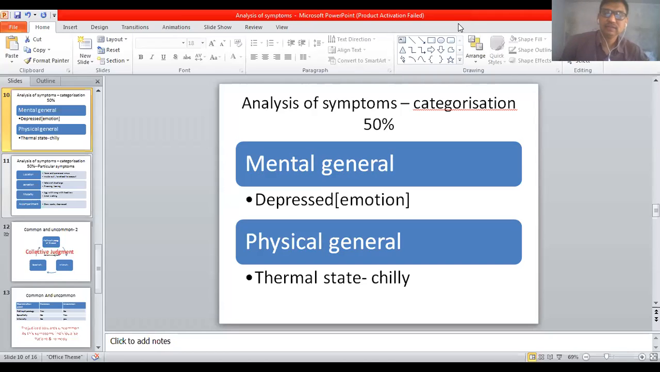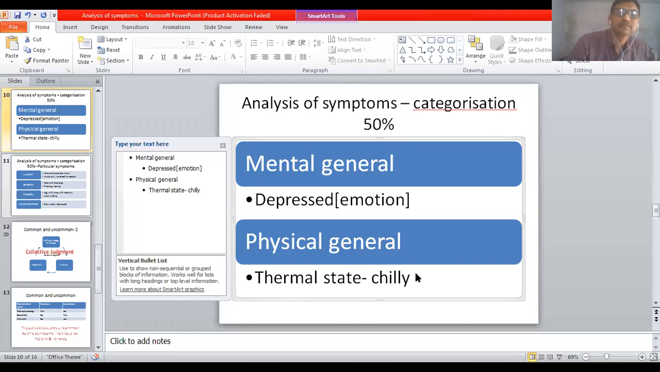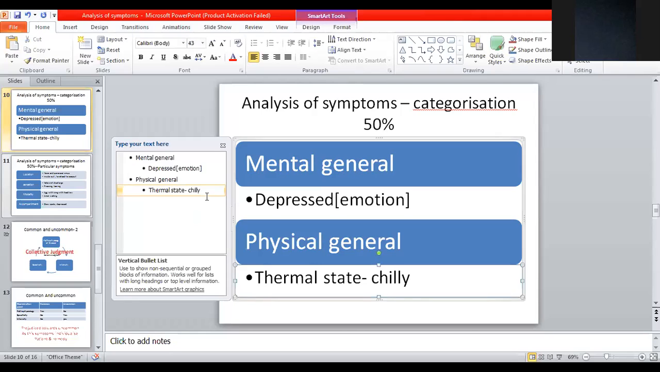Dizzy means a whirling sensation. Now how is this sensation produced? Dizzy is a symptom. What does it represent? Mind or body? It represents the body. Then in the body, does it represent the whole body or a part of the body? Whole body.